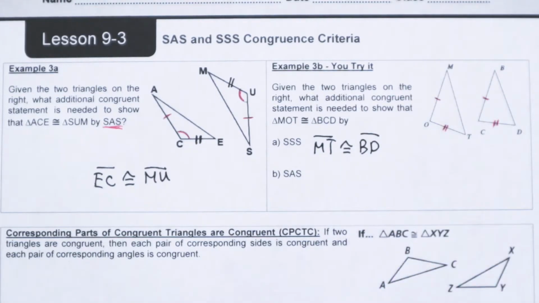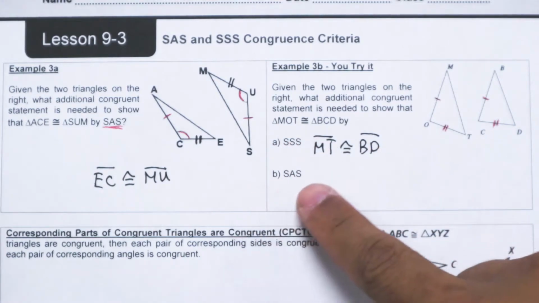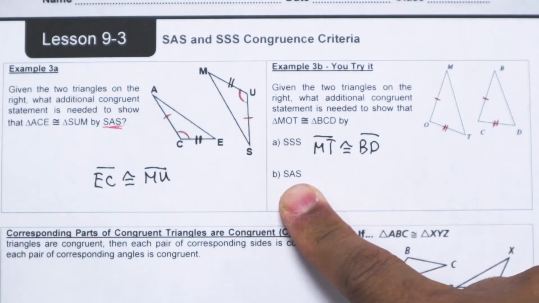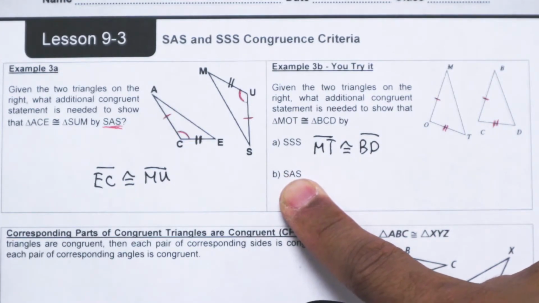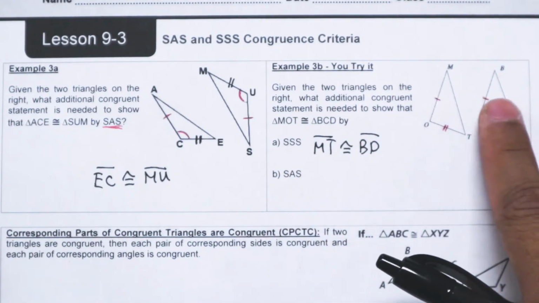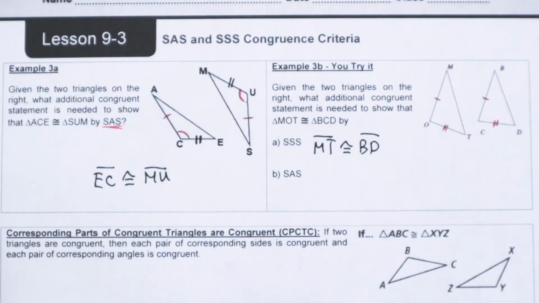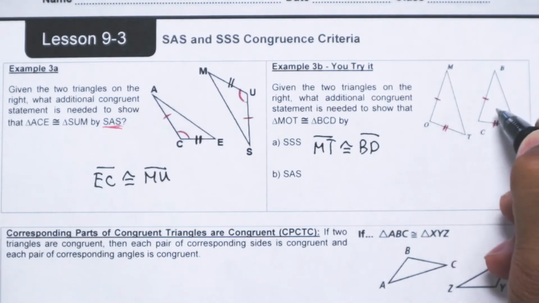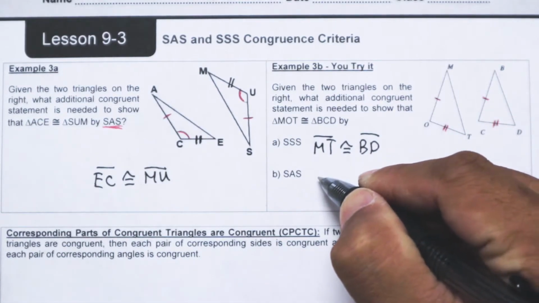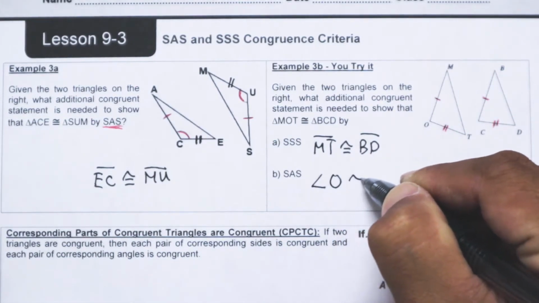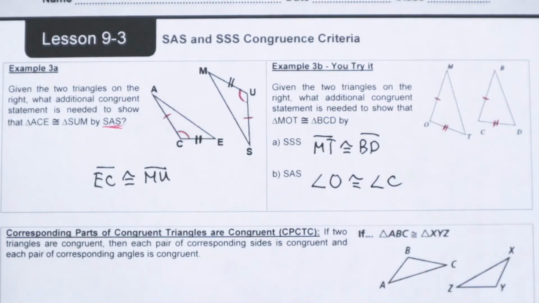Very easy. Now, what about SAS, right? So this time we don't need all pairs of sides being congruent. We just need 2 pairs of sides and 1 angle in between. So since we have 2 pairs of sides already, we need to have the angle in the middle be congruent to the other angle in the middle, which is O and C. So we're going to say, well, that means angle O must be congruent to angle C.